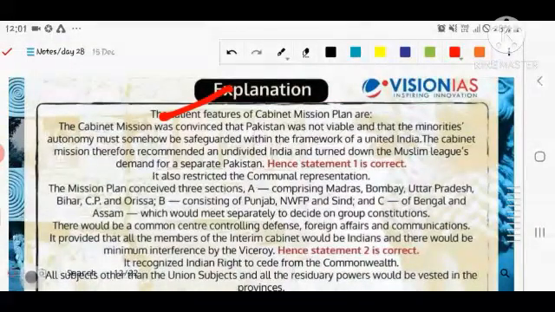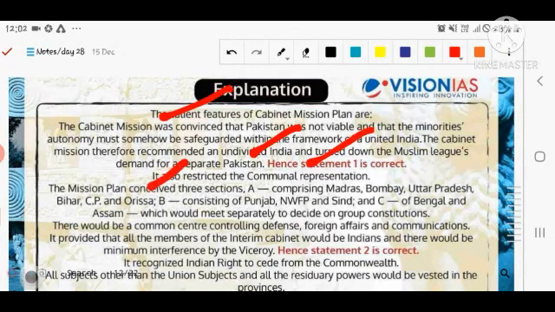The salient feature of the Cabinet Mission, for example, the Cabinet Mission was convinced that Pakistan was not viable, and that minority autonomy must somehow be safeguarded within the framework of a United India. The Cabinet Mission therefore recommended an undivided India and turned down the Muslim League demand for a separate Pakistan. It also restricted the communal representation.